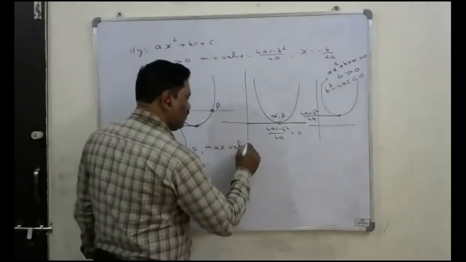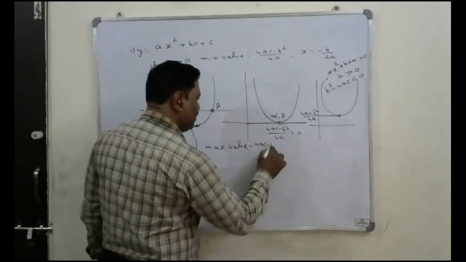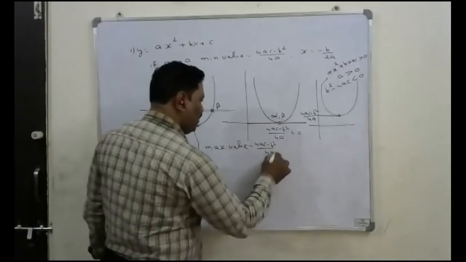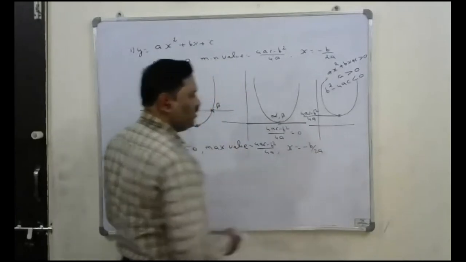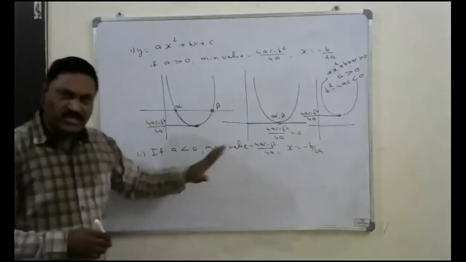C minus b square by 4, minus b square upon 4a, and that is also available at x is equal to minus b by 2a. So the formulas are the same, right?